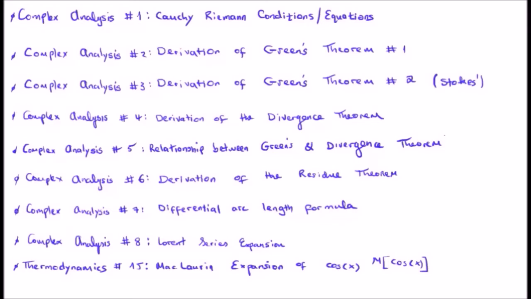I linked and showed the relationship between Green's theorem and the divergence theorem, and thereafter derived the residue theorem, probably the most important result of the lot. Video 7, the differential arc length formula, is related to video 6, and I suppose I put it all together by using the Laurent series expansion, which is another way really of looking at the residue theorem.